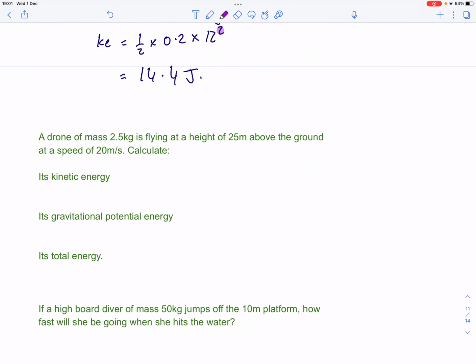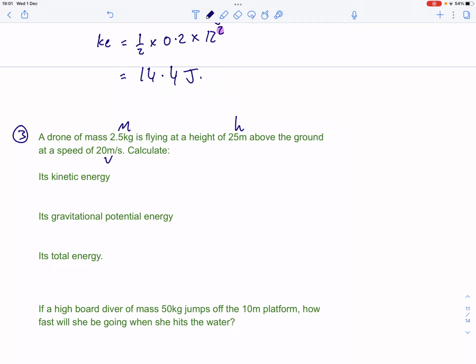Question 3 here is about a drone. A drone of mass 2.5 kilograms is flying at a height of 25 meters, that's h, above the ground, at a speed of 20 meters per second, v. So we've got a mixture of quantities here, some that relate to gravitational potential energy and some that relate to kinetic energy. So we're going to take them one at a time.